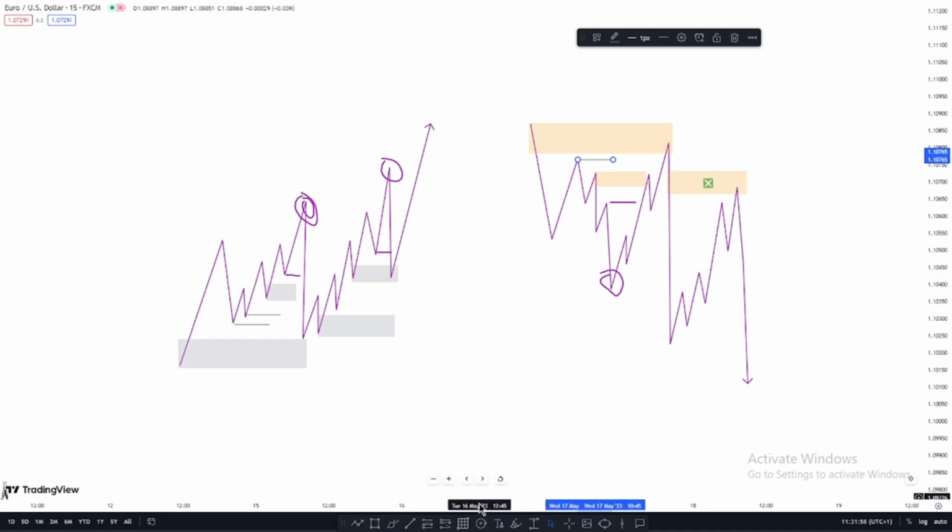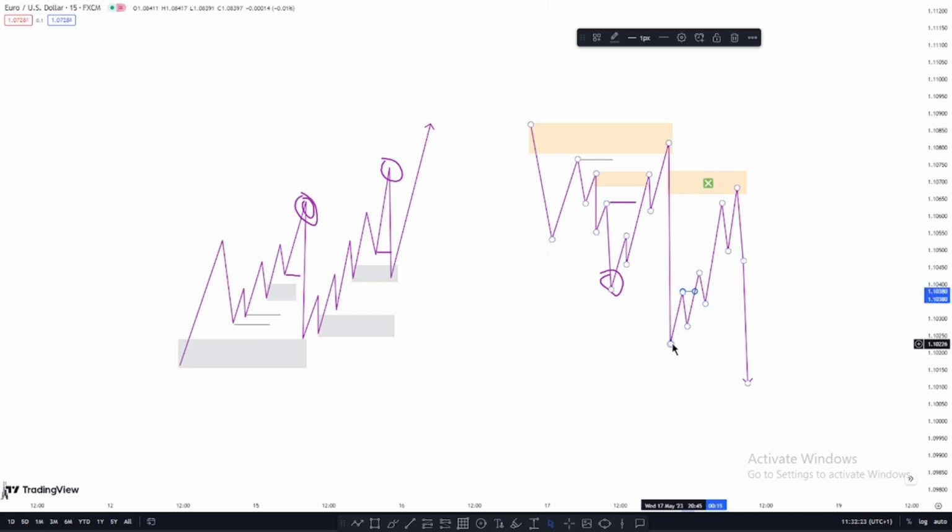Now, make no mistake. I've told you this before. Let me say it again. This is not your first internal structure high. This is not it. It's not your first internal structure high. This is null and void. This OB here is a smart money trap. Smart money trap. You don't need to go for it.